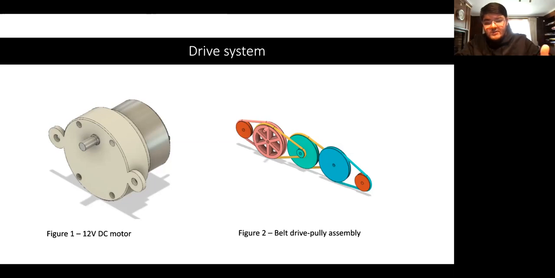We chose to use a belt drive system rather than a gear drive system, as finding the gears to our desired specification was difficult, and 3D printing them would have sacrificed accuracy. In addition, a belt drive is more cost efficient without compromising torque transfer efficiency. Next slide, please.